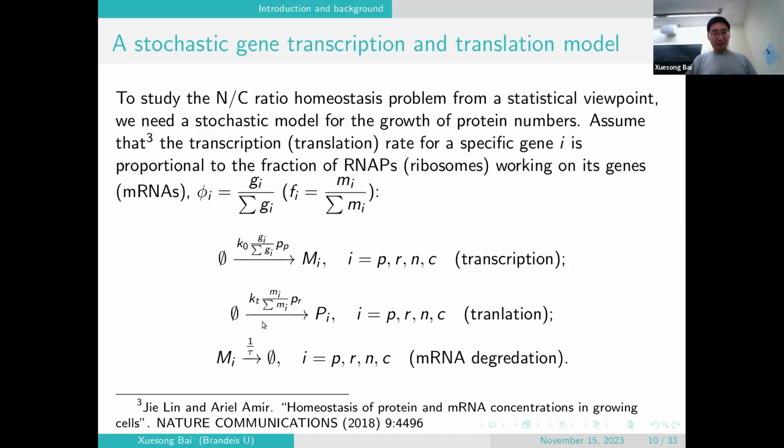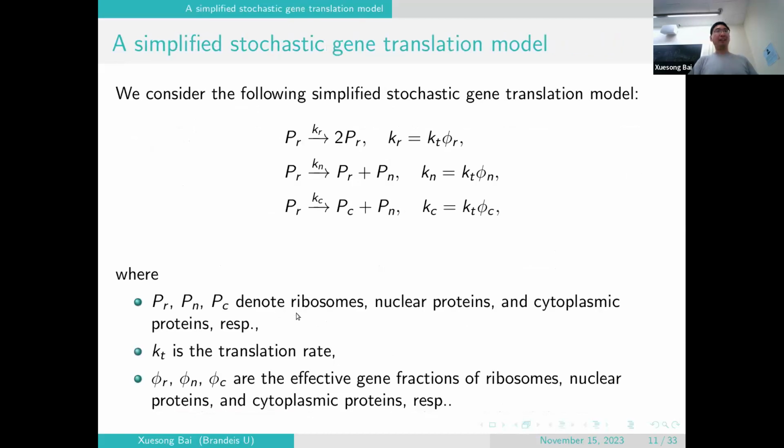This is too complicated to do that. So we considered a more simplified gene translation model. Compared to the previous one, this is only the translation process, and we ignored the transcription for the moment. So we have these translation processes where these three kinds of proteins are involved.